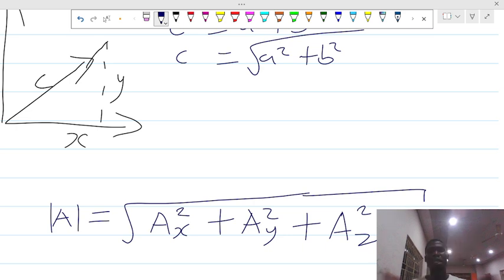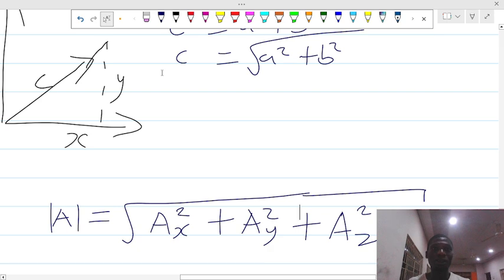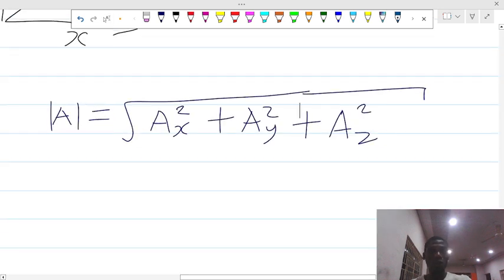So what of just one dimension? In three dimensions, we have a component of A in the x direction, in the y direction, and in the third direction or dimension. We take them all together, square each one, sum them, and then take the square root of that answer.